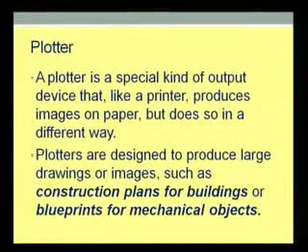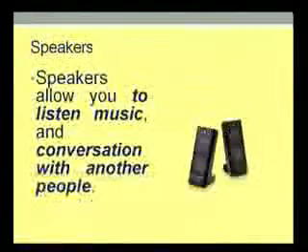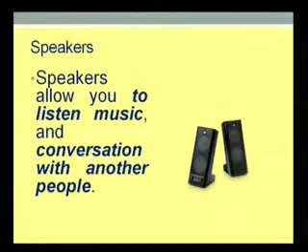Now the next output device is a plotter. A plotter is a special kind of output device like a printer, which produces images on paper, but it differs in a different way from the printer. Plotters are generally used to produce large drawings such as construction plans for buildings or the blueprints of mechanical objects. And our last output device is the speaker. A speaker allows you to listen to music and converse with other people. We use speakers to listen to music in our routine life.